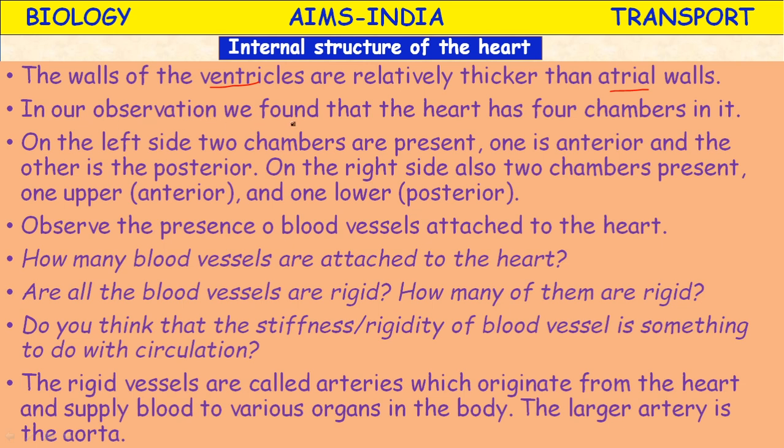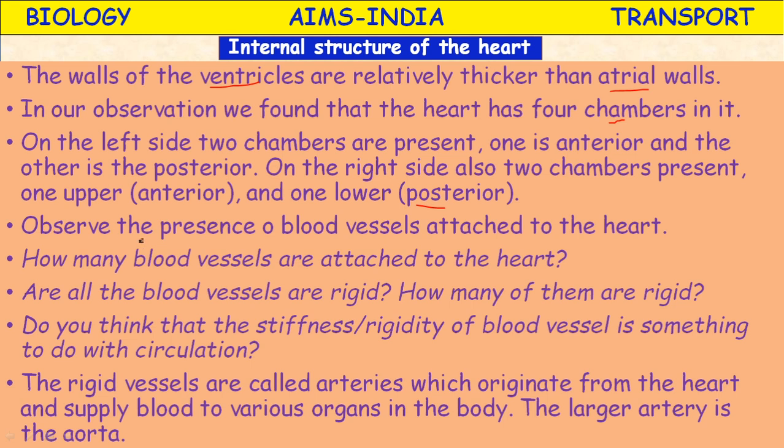In our observation, we find that the heart has 4 chambers in it. On the left side, 2 chambers are present. One is anterior and the other is posterior. On the right side also 2 chambers are present, one upper anterior and one lower posterior. Okay, so totally 4 chambers. They are left auricle, left ventricle, right auricle, right ventricle.